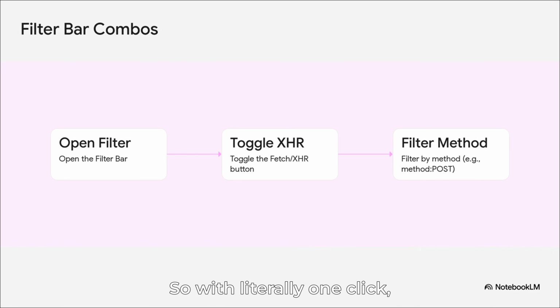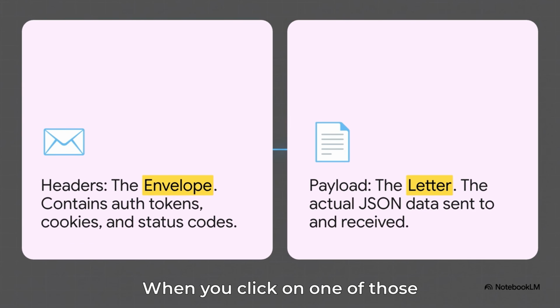So with literally one click, you reduce hundreds of requests down to just the handful of actual data operations you care about. You can even filter it down further by typing specific commands, like isolating just your post requests. It's a game changer. When you click on one of those isolated requests, a side panel opens up. And here, you really need to understand the difference between the Headers tab and the Payload tab. Think of the headers as the envelope. It contains all the metadata, the status code telling you if it actually succeeded, your auth tokens, your cookies, the whole shebang.